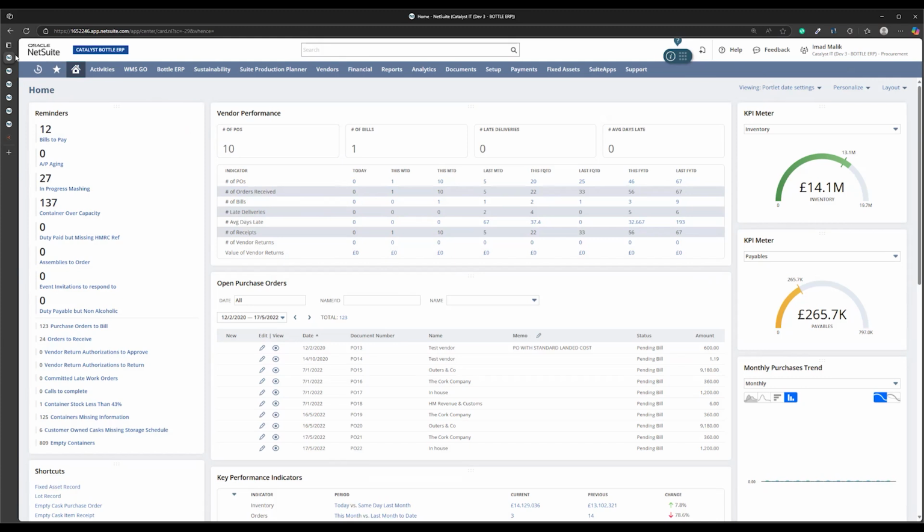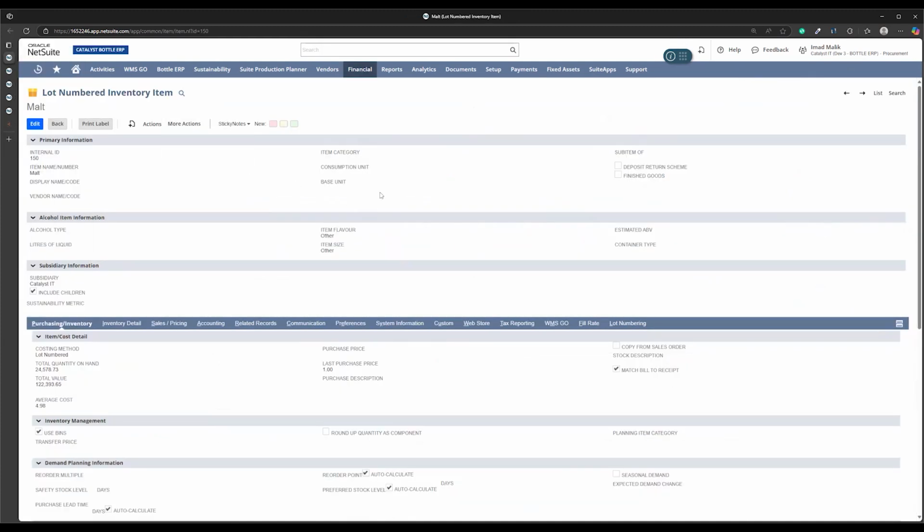Jumping straight in, we're going to look at some items that we've created in the system. So the items we're going to look at are lot numbered inventory items. So they're batch controlled items that we are purchasing in because they are lot numbered for the batch. Inventory items for things that we purchase because we don't produce them. At the top, we have some key information around the item, any categories that we have, any classifications, etc., that we might have as well.